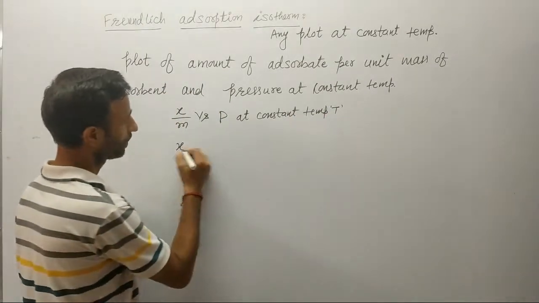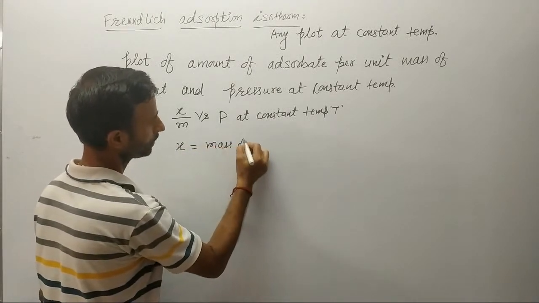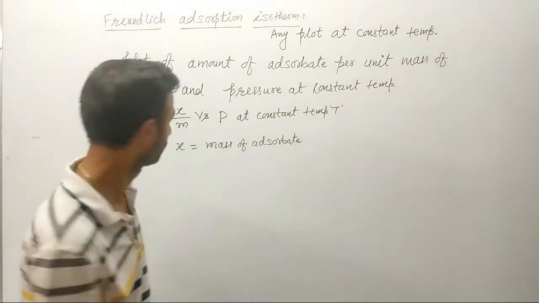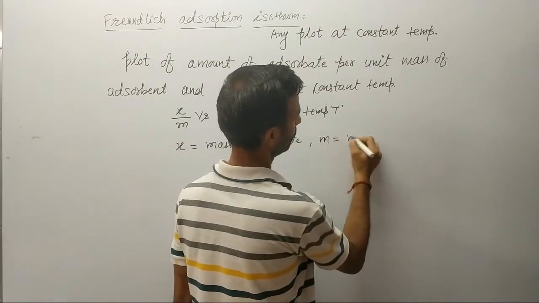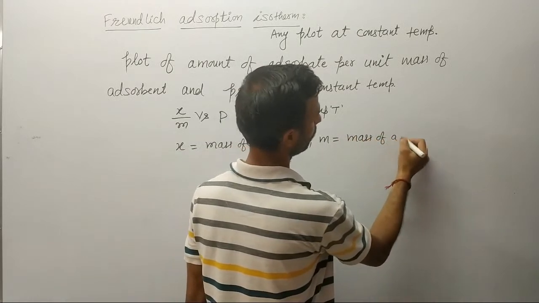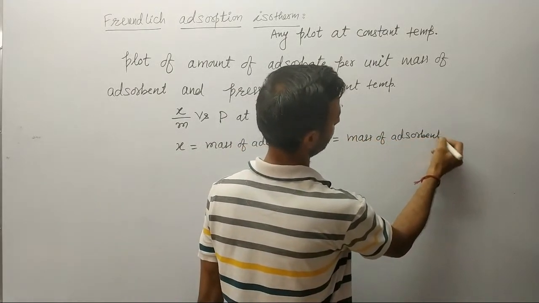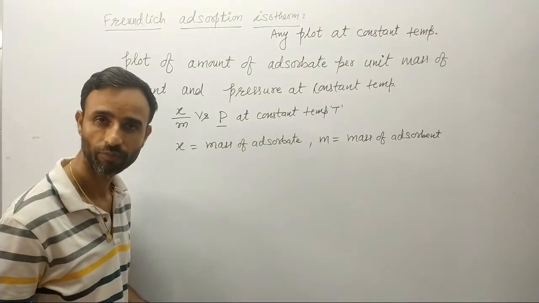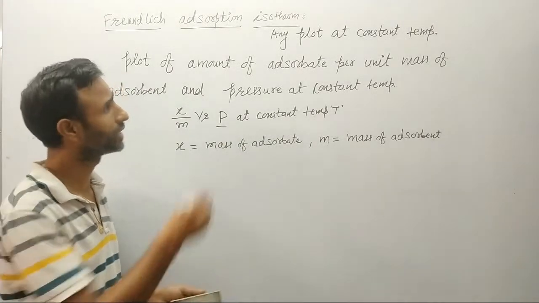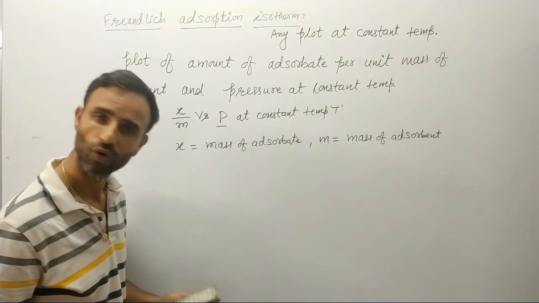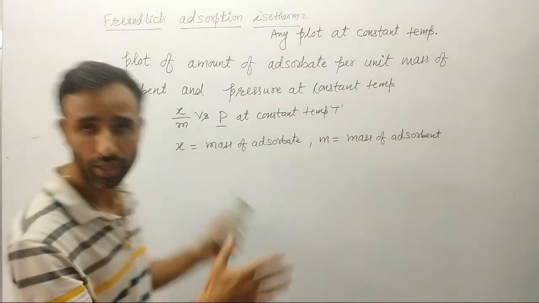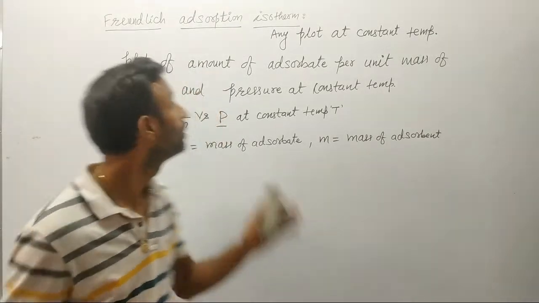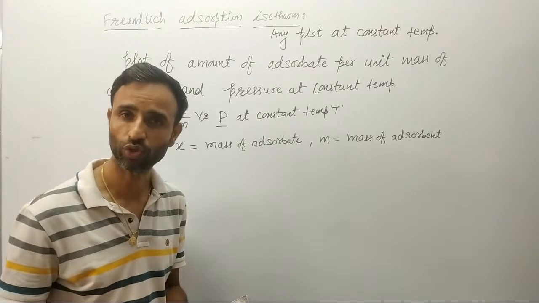What is x here? x is mass of adsorbate, m is mass of adsorbent, and P is pressure of the adsorbate, and that is obviously a gas. Okay, and this plot is explained by Freundlich, and that's why that is called Freundlich adsorption isotherm.